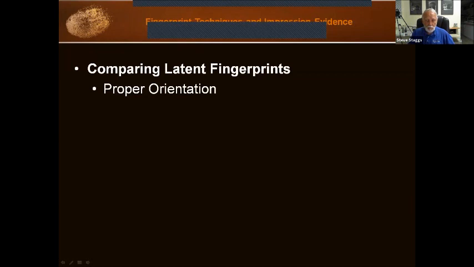All right, now we're still comparing these fingerprints. And we need to talk about proper orientation. When beginning to compare a latent print, you have to have it in its proper orientation. Sometimes this is difficult to figure out. At times, it can't even be determined, which means the latent print must be compared in several positions. You have to keep moving it around. A lot of time is wasted comparing a print upside down or oriented sideways.